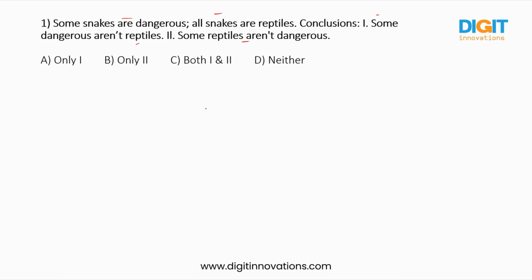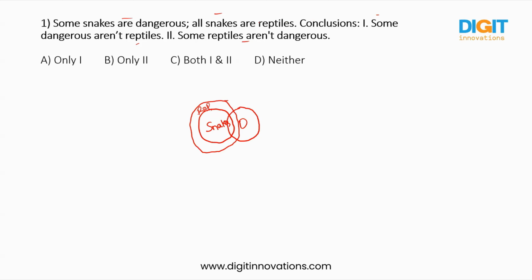For the first one, some snakes are dangerous. So I am taking this one as the snakes part. And some snakes are dangerous, so this is the dangerous part. In that, this part is the dangerous part. So all snakes are reptiles. So whatever snakes are there, all are reptiles. This is the Venn diagram for the two statements.